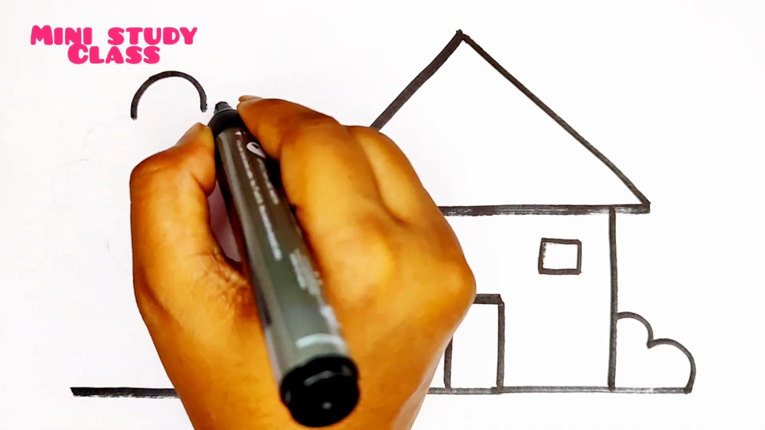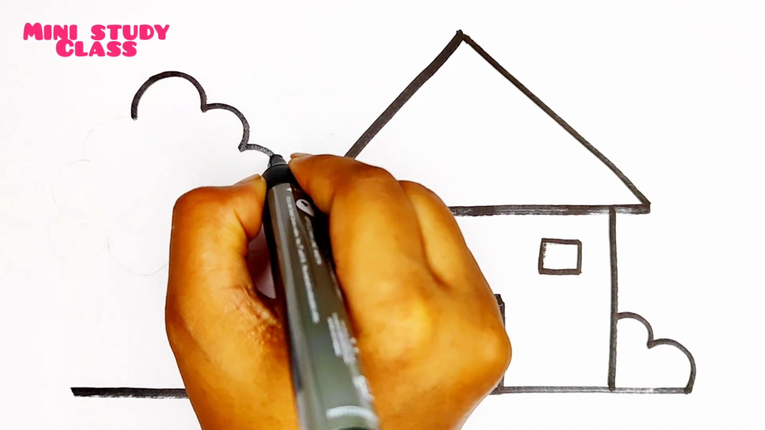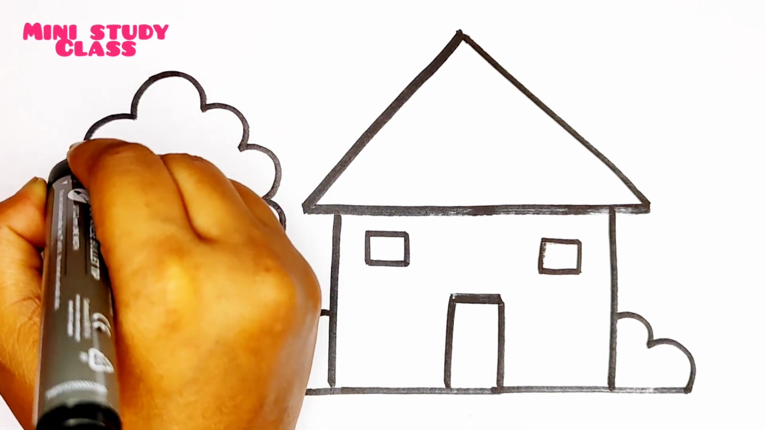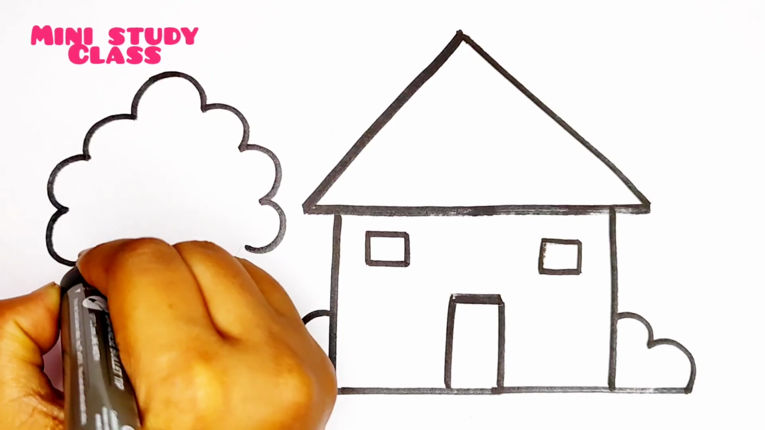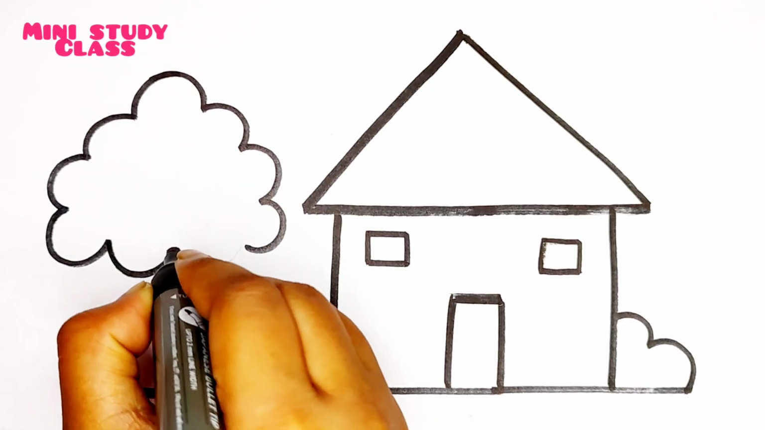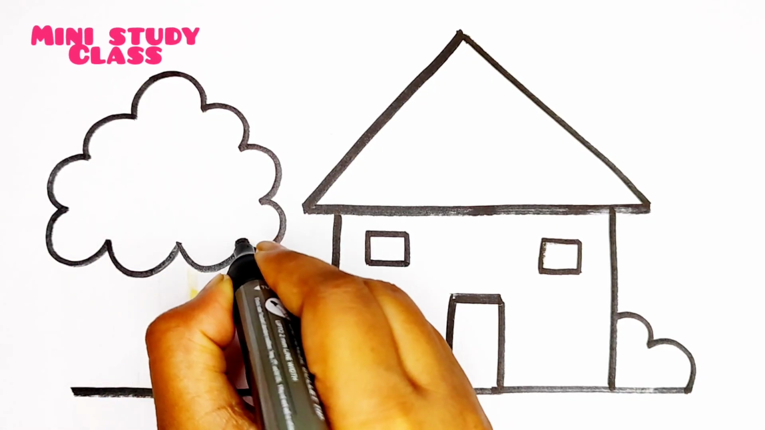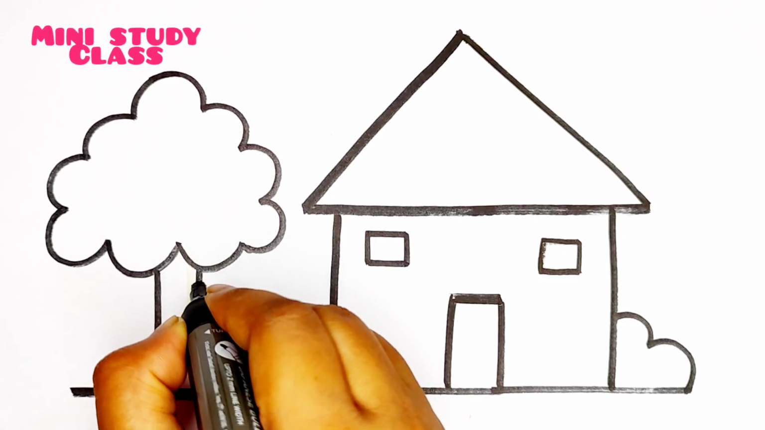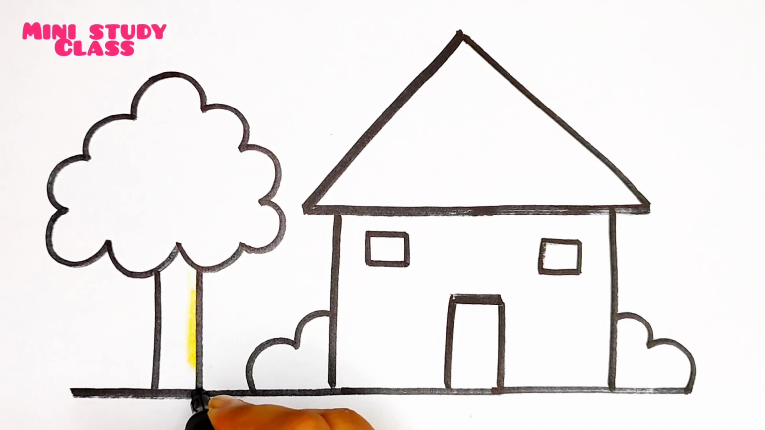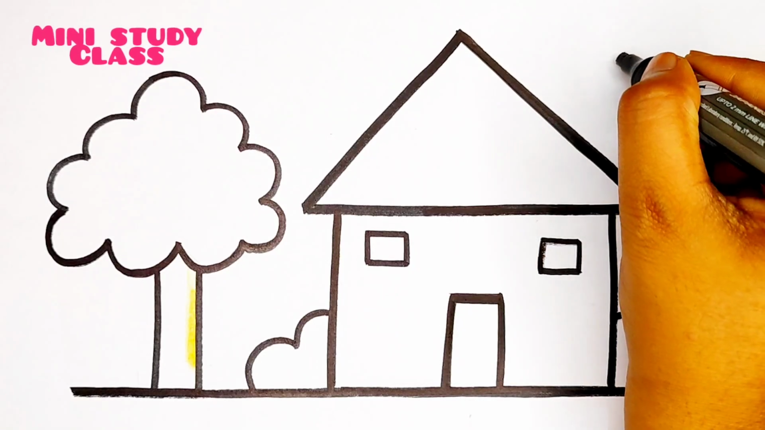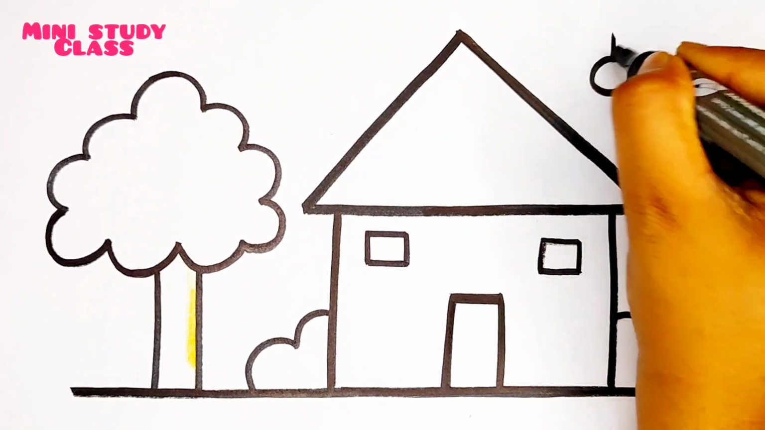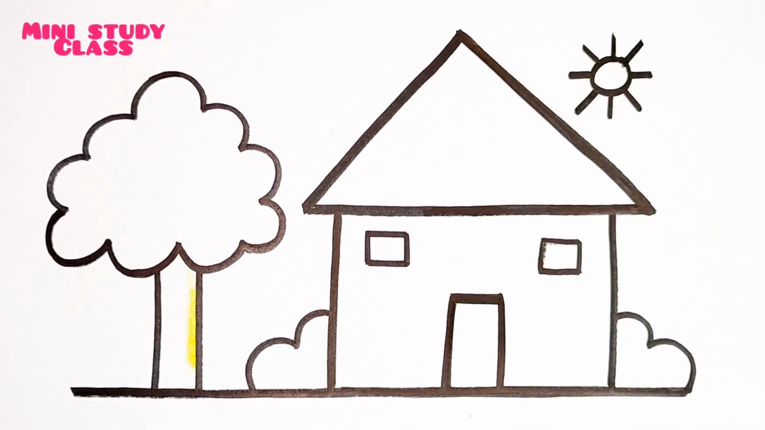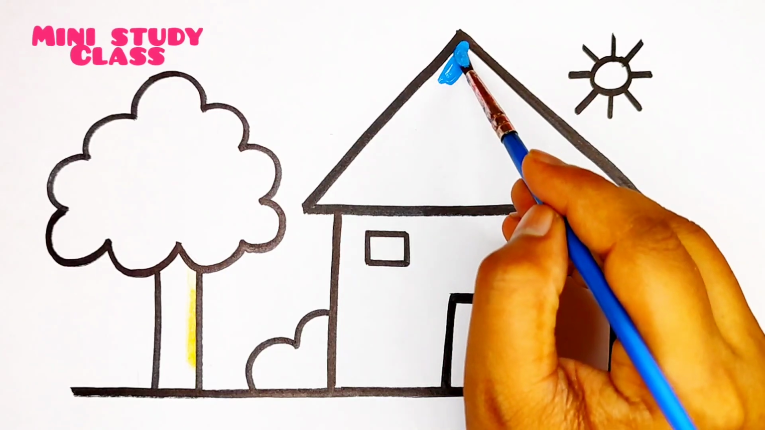Now, we draw a big tree beside the house. This is the root of the tree. Here, we draw a sun using circle shape. Now, it's time to coloring.